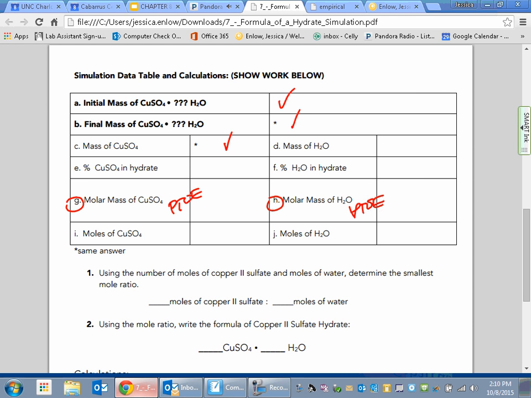This is your mass of the hydrate, so you can put that in the data table, that's what that is. And then B is the final mass, so the difference between that is the amount of water that the hydrate has in it. So hydrate has water, and anhydrous is without water. You see where it says B and C has a star and A has an answer.